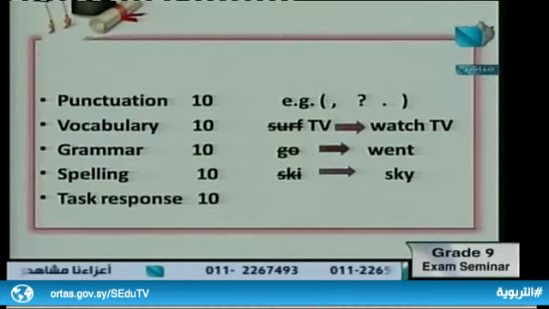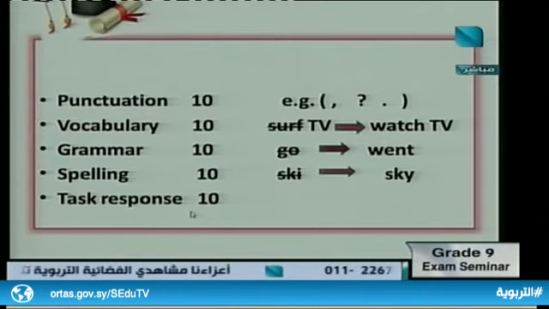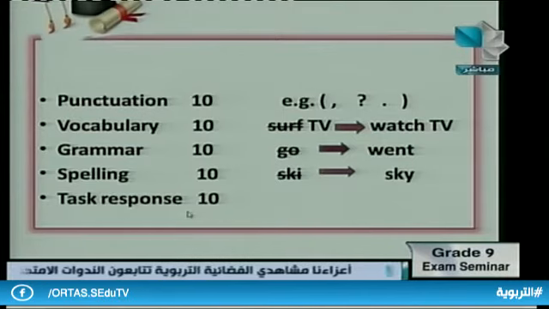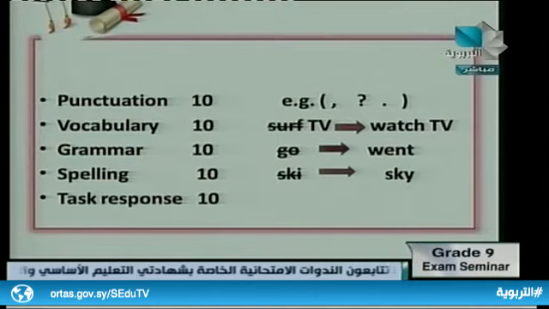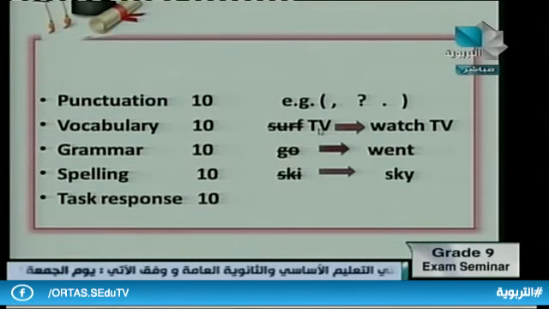Now, what about correcting? How to correct it? As we said, it's 50 marks. We have 10 marks for task response. That means if the student is able to understand the question and able to start writing about it, he will have 10 marks. Vocabulary: if the student chooses the suitable vocabulary for the topic, he will also have the marks.